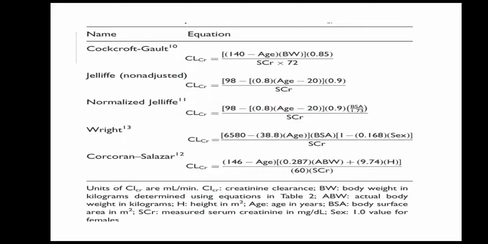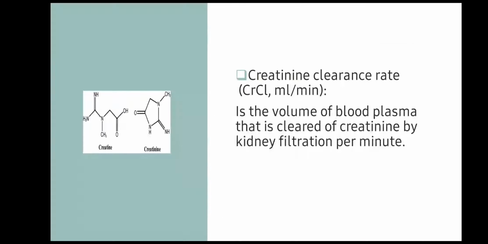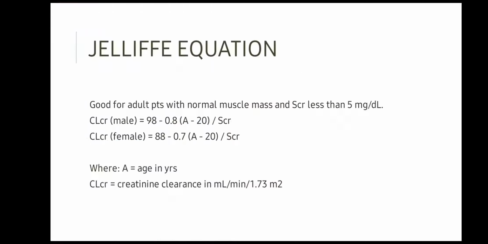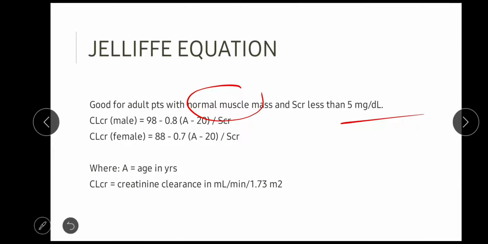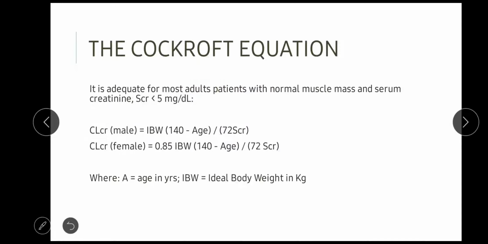So, ito yung mga formulas na pwede natin gamitin for creatinine clearance. Creatinine clearance rate is the volume of plasma that is cleared of creatinine by kidney filtration per minute. For Jelliffe equation, ito naman ginagamit for normal muscle mass and with less than 5 mg per deciliter serum creatinine. Ito yung for male and for female, laging magkaiba sila ng equation.